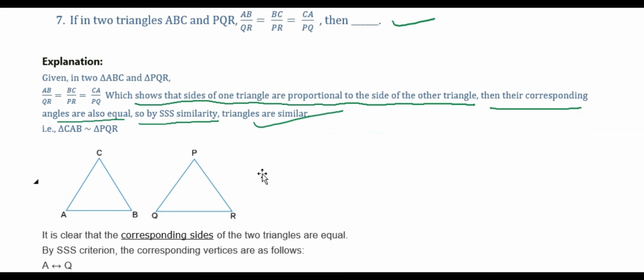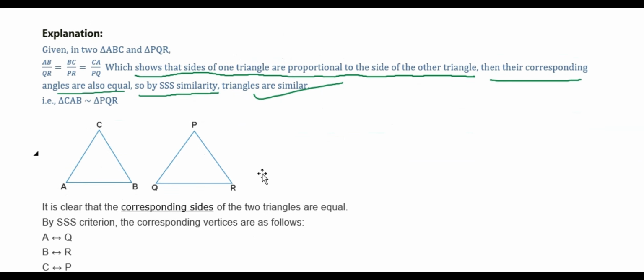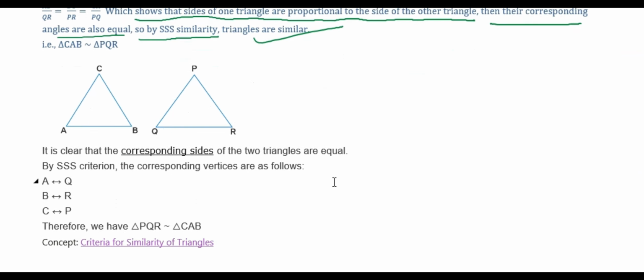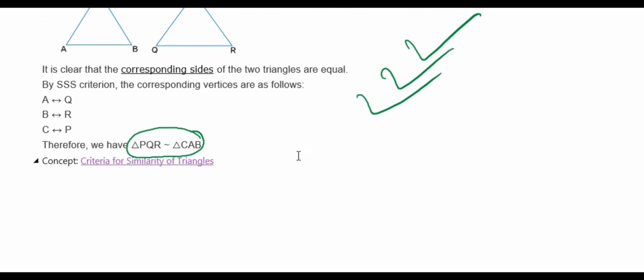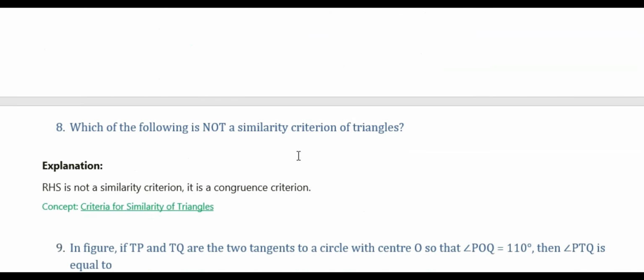It is clear that corresponding sides of the two triangles are proportional. So by SSS, the corresponding vertices are as follows, right? Then we have to say that triangle PQR is similar to CAB. This is a very important point, right? Such a type of question must be asked to you. It is very important from my side. Okay. Next question on your screen.